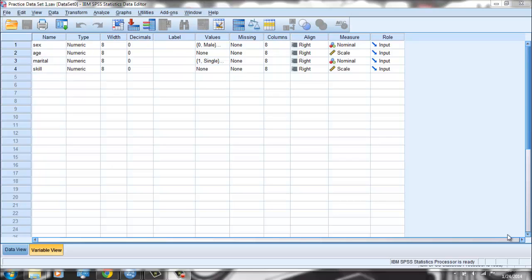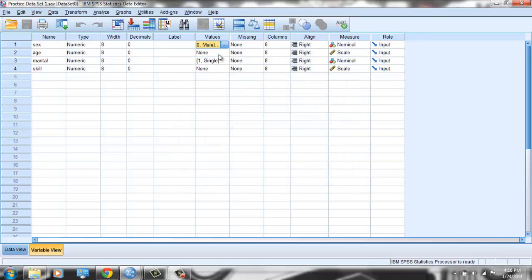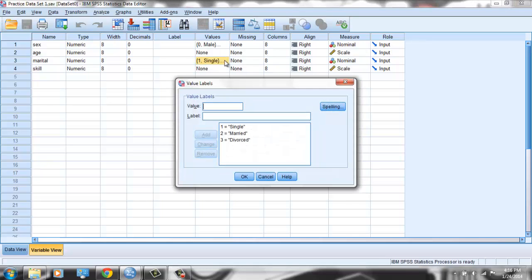Now, I've already done it, as you see, and you'll notice back there on page 126 where it is, there are 4 variables: sex, age, marital status, and mathematics skills. I've already entered in my values. I use 0 for male and 1 for female. Again, you know how I love the 0s and 1s. And I left age alone because it's a number, so there's no point in putting values there. For marital, single, married, and divorced are the only categories in this data, so it's the only ones I used. 1 is single, 2 is married, 3 is divorced.